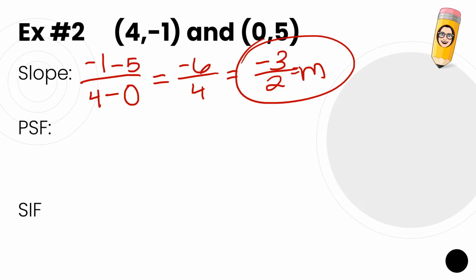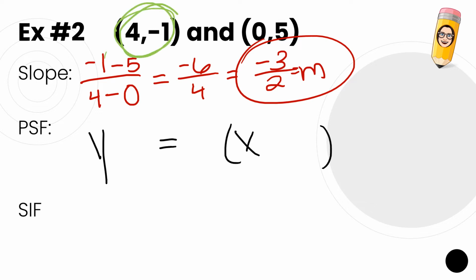Let's write in point-slope form. To do that, I have to pick a point, and I'm just going to pick the first one because it's first, no other reason. So the slope is the coefficient of x. It goes out front. That's my m. My x says positive 4, so I write x minus 4. My y says negative 1, so I write y plus 1.